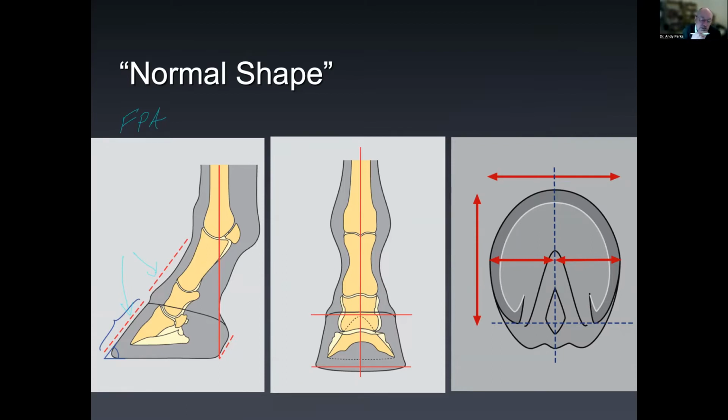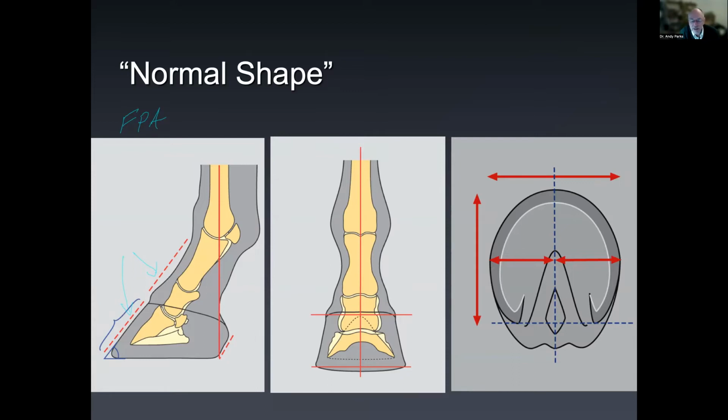Also in this image, you can see the relative position of the ground surface of the foot in relation to the axis of the cannon bone. Problems occur if the foot is too far forward or if the foot is too far back. And you can see if you drop a line down the middle of the cannon bone, it roughly hits the ground where the back of the foot is.